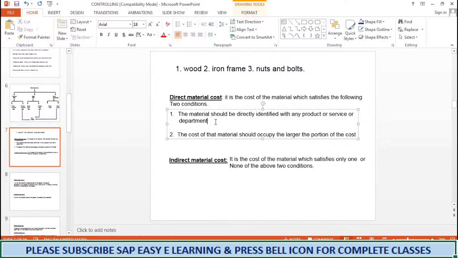Clear, no? So here, for every material, you have to apply these two conditions. If both the conditions are satisfied, direct material cost. Otherwise, indirect material cost. That's how you have to differentiate between direct material cost and indirect material cost. Till now, I hope it is clear to everybody. If anybody wants me to explain again, I will explain again.